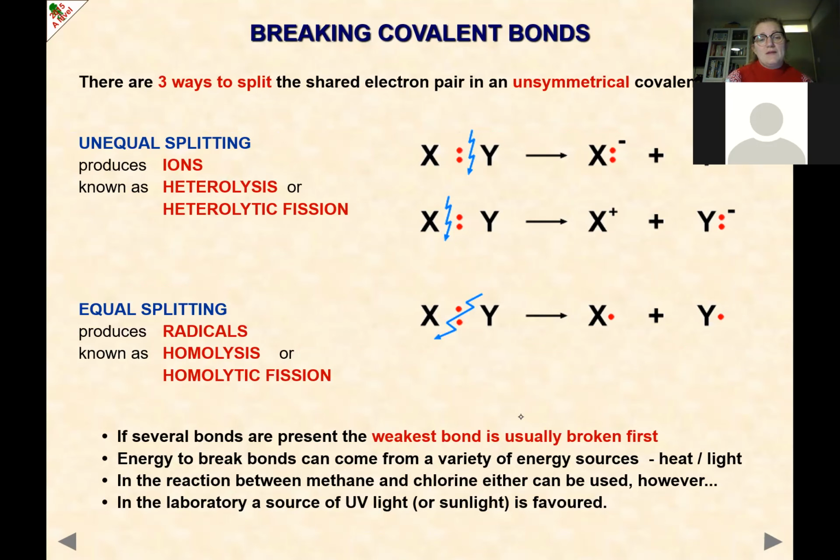Or we can have equal splitting, and this is where we produce radicals, sometimes known as free radicals, and that's homolysis or homolytic fission. Okay, so if several bonds are present, we are always going to be breaking the weakest bond first. Energy that breaks bonds comes from lots of different places, heat and light, for example. In a reaction between methane and chlorine, we could use either. However, in the lab, a source of UV light is favoured.